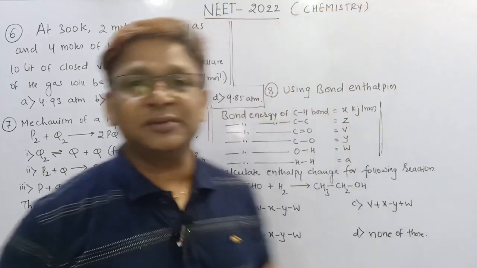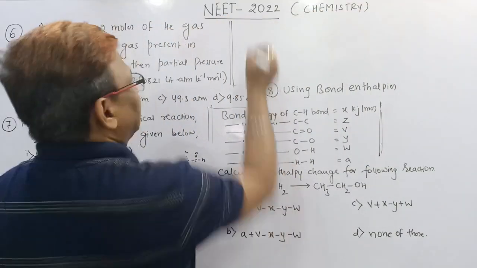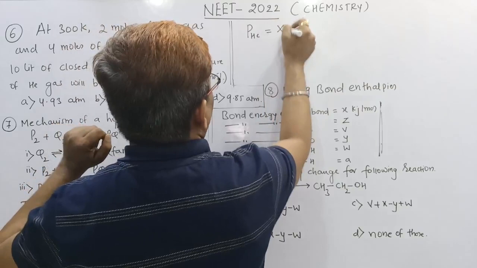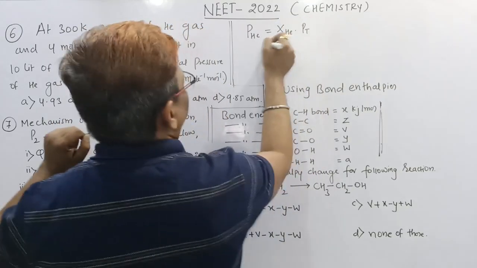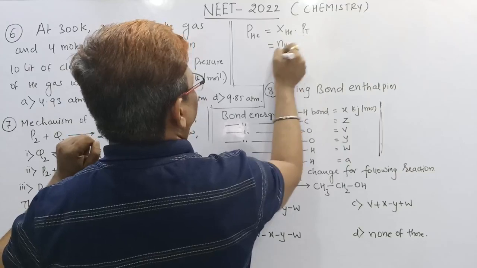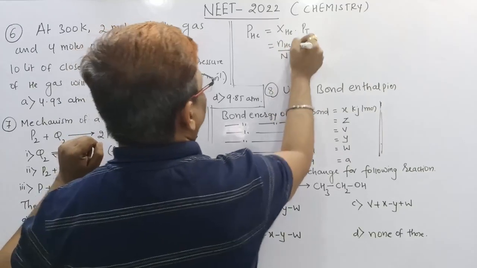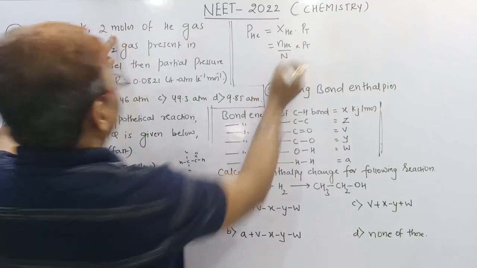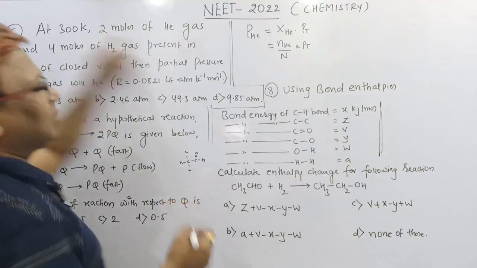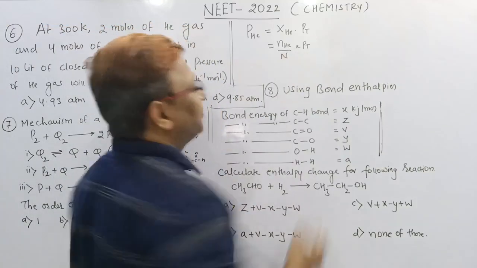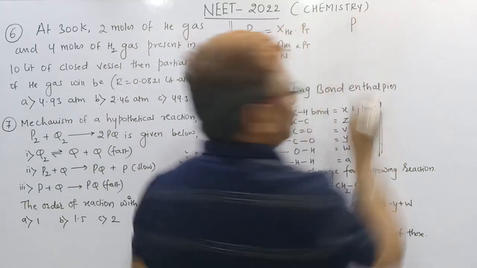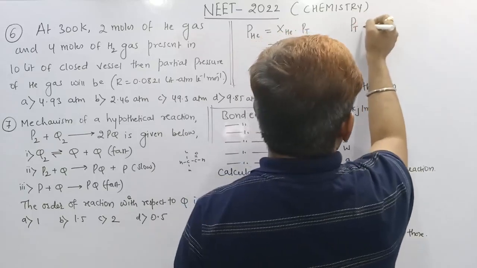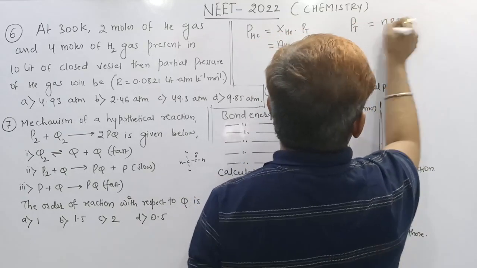See, partial pressure, we know it is in states of matter. We learn that the partial pressure of any component, they are asking helium, is equal to the mole fraction of helium into total pressure. Mole fraction of helium means number of moles of helium by total number of moles, into total pressure. Number of moles of helium is 2 and total number of moles is helium plus hydrogen, 4 plus 2, 6, but we don't have the total pressure. So how to get the total pressure? The total pressure we can determine from the ideal gas equation, that is P equals nRT by V.